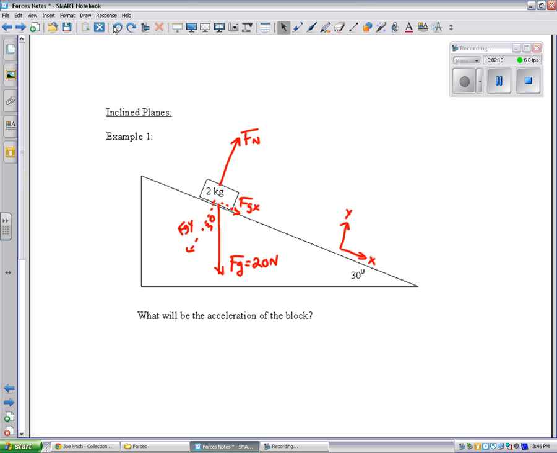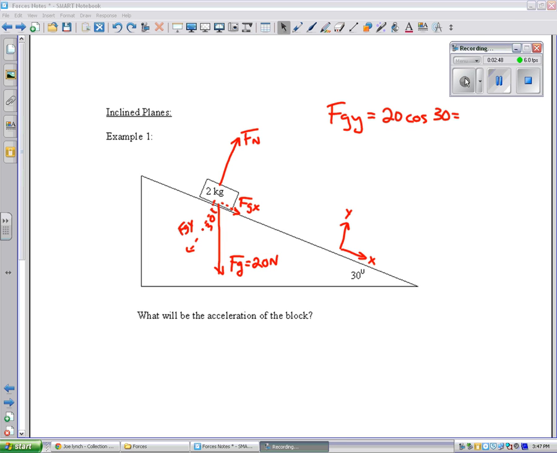Okay, so going back to our picture. Now, for y, we have to be careful. When we've been doing problems before, y was usually sine, but for this one, since my 30-degree angle is right here, y is the one that's adjacent to it. So FGY is now the adjacent one. For adjacent, we use cosine. So it's going to be 20 cosine of the angle, which was 30. When we do that, we get a value of 17.3.